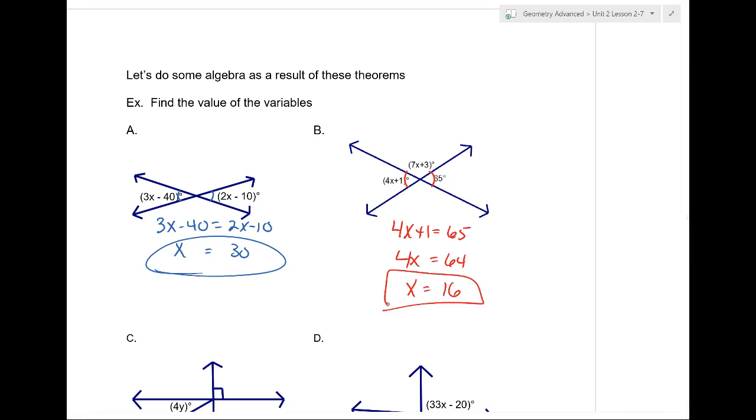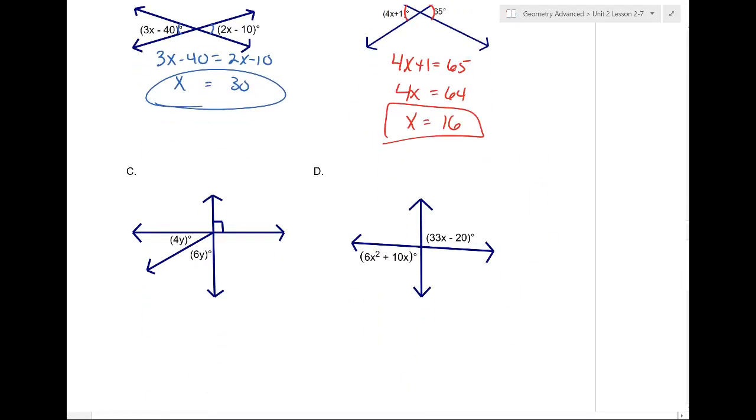X is equal to 16. So you have another way of doing it. Notice that's 3 different ways for solving for the same variable. 2 different linear pairs in a vertical angle. All right, how about the next one?